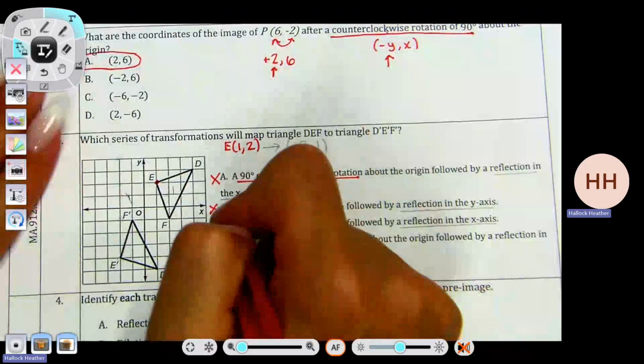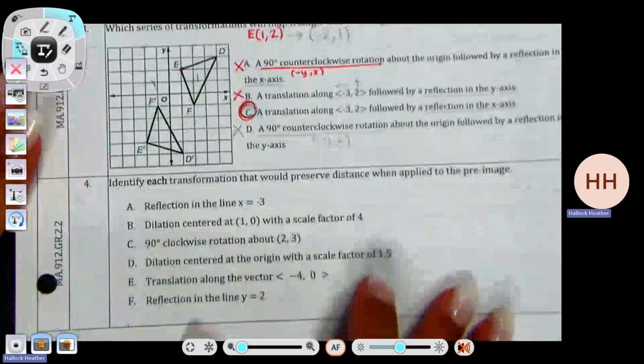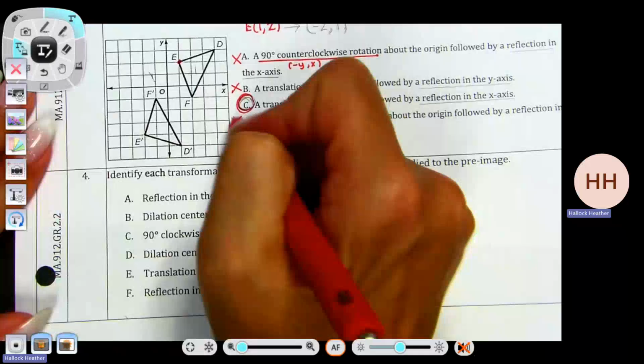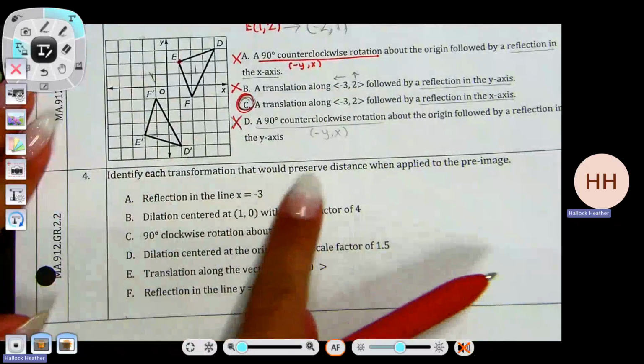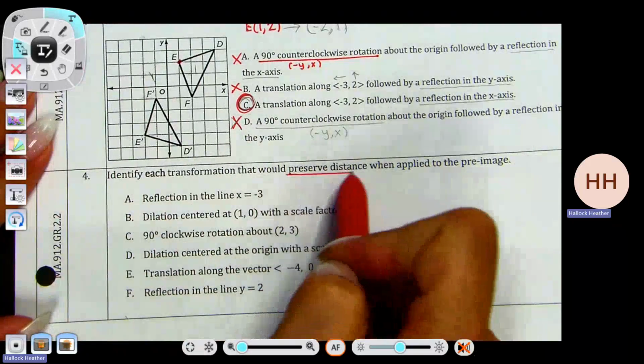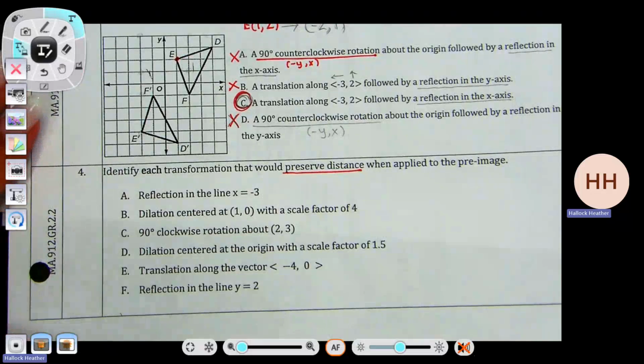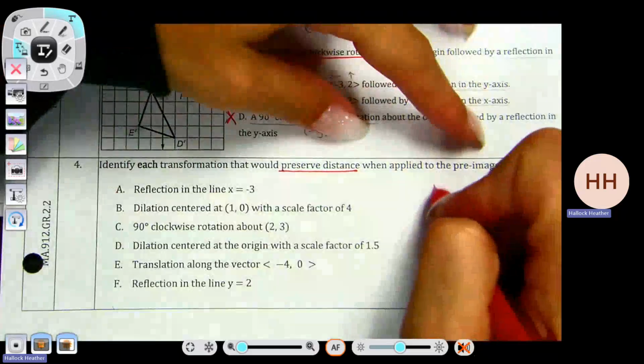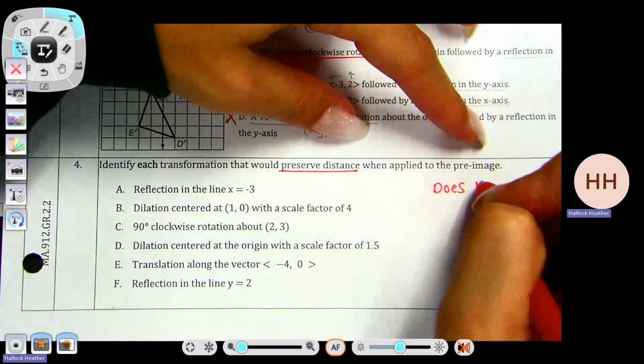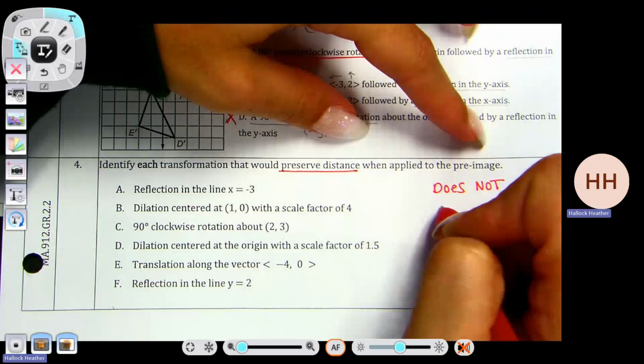For number 4, it's really a vocabulary question. Number 4 says, identify each transformation that would preserve distance when applied to the pre-image. Distance stays the same for translations, reflections, and rotations. The one that does not preserve distance is dilations.